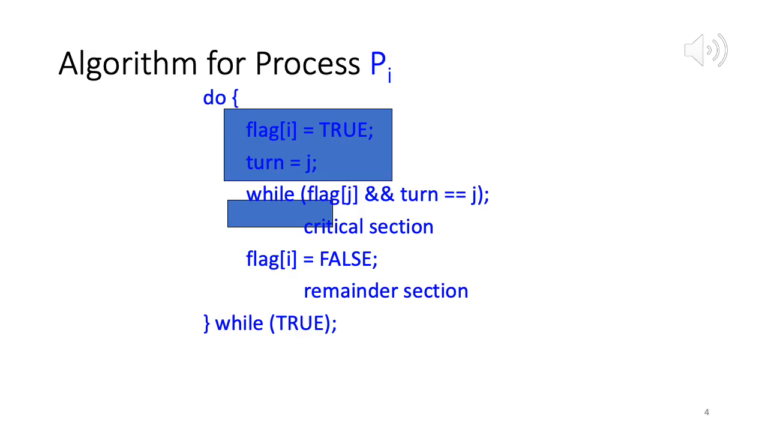So now I am on slide 4. This is the algorithm for process Pi. We'll have a similar algorithm for Pj as well, and then we'll put both of them side by side to analyze it.